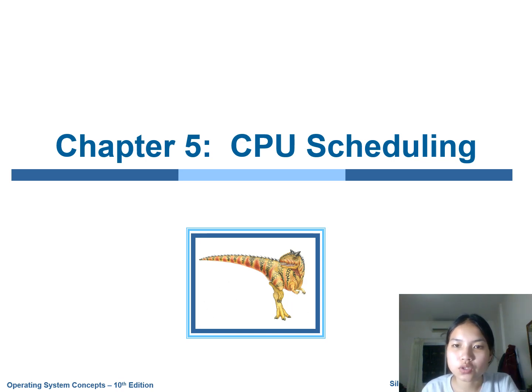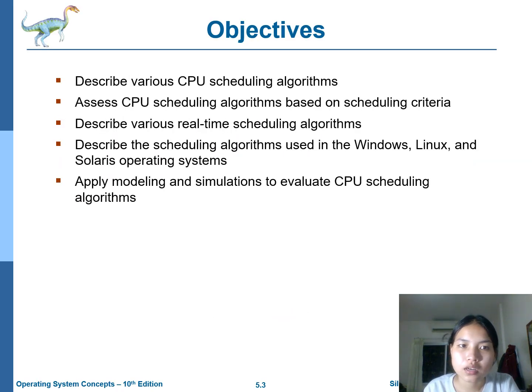Chapter 5: CPU sharing. Objective: discover CPU sharing algorithms. Assess CPU sharing algorithms based on sharing criteria.